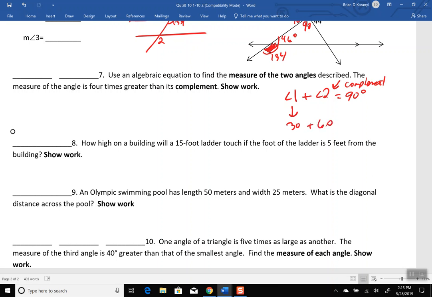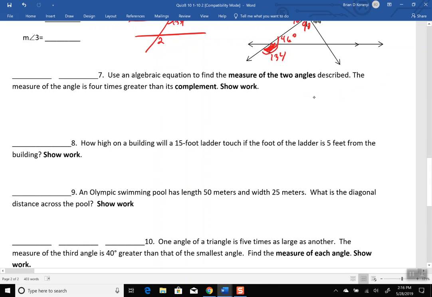It's going to be whatever it is. If I add these two things up, it will make it 90 degrees. So it says that the measure of the angle is 4 times bigger than its complement.